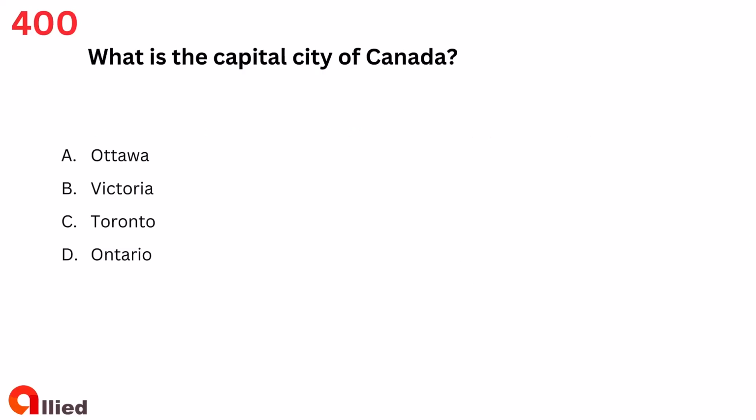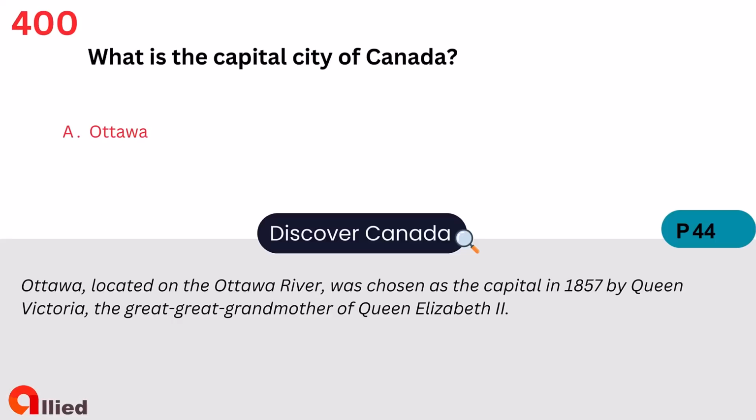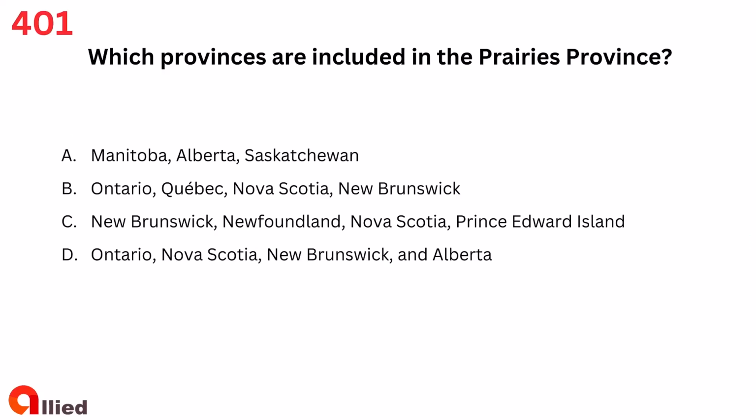Question 400. What is the capital city of Canada? A. Ottawa. B. Victoria. C. Toronto. D. Ontario. The answer is A. Ottawa. Question 401. Which provinces are included in the Prairies Province?